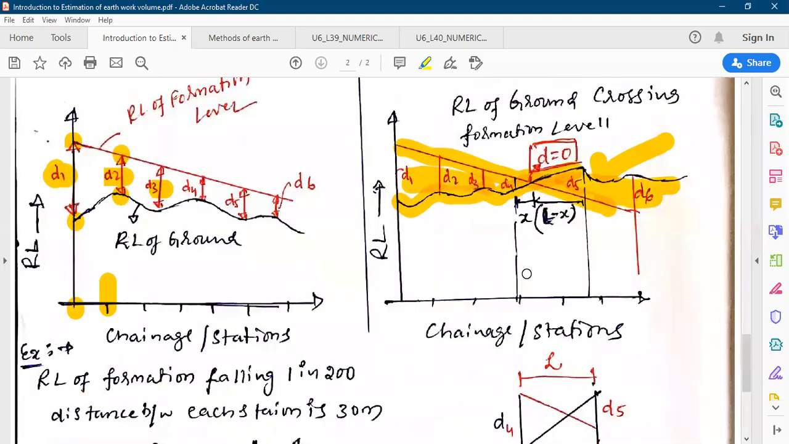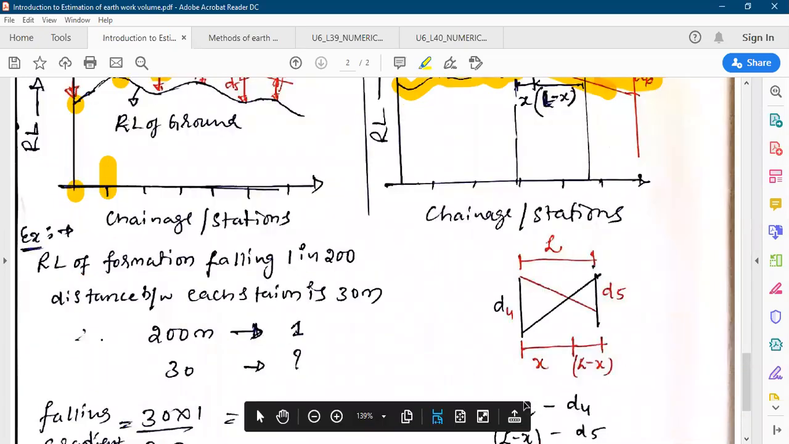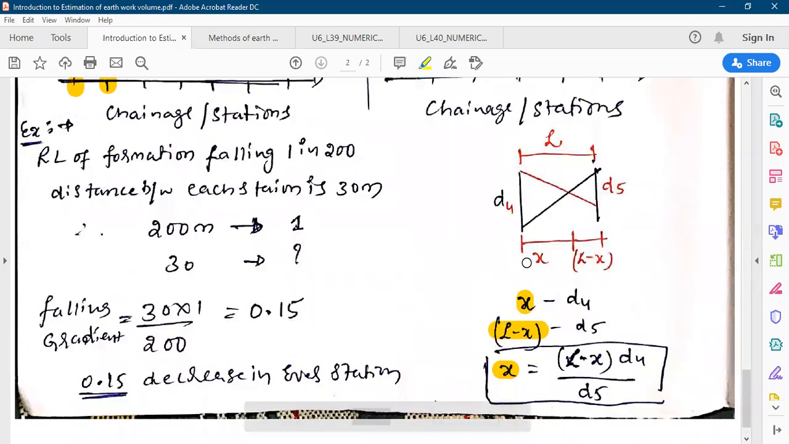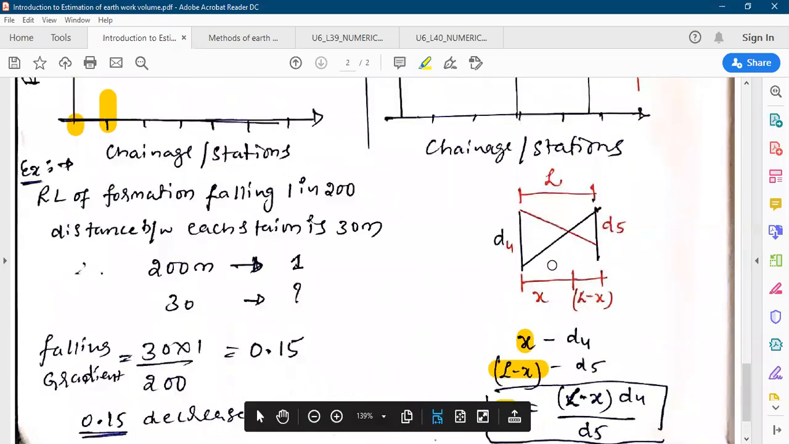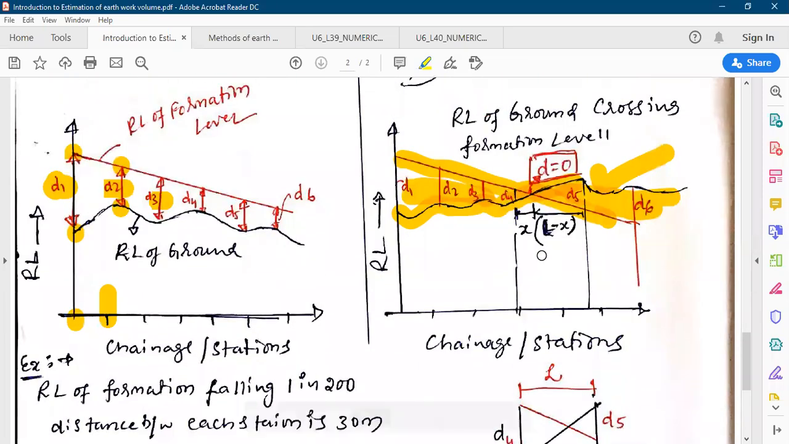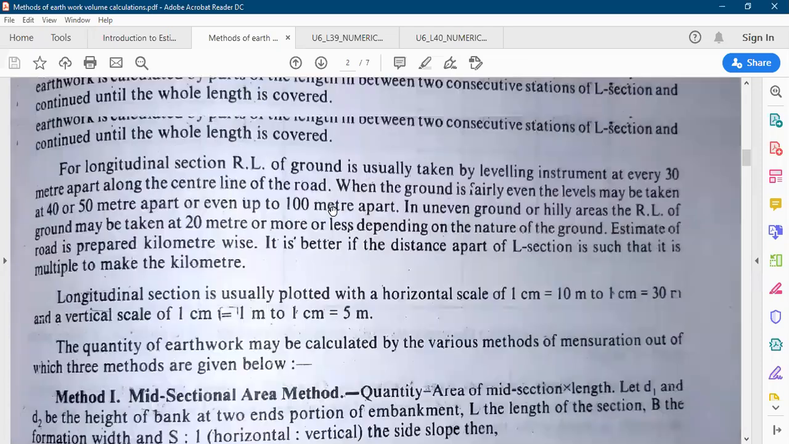That time we have to identify how much is the portion we have to calculate for filling and how much is the portion we have to calculate for cutting. So x is the length which is required to be filled and L minus x is the length which is to be cut. So that is what we can try to understand by solving a number of problems, right? So these are the methods which you have seen in the previous class, right?